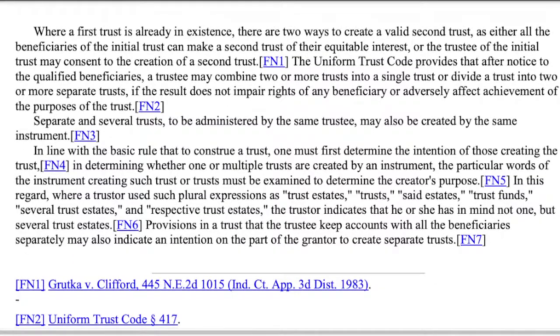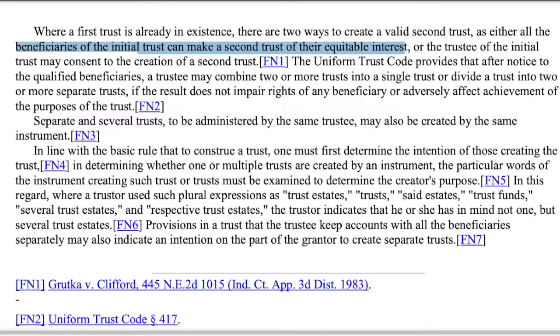Where a first trust is already in existence, there are two ways to create a valid second trust. Either all the beneficiaries of the initial trust can make a second trust of their equitable interest, or the trustee of the initial trust may consent to the creation of a second trust.